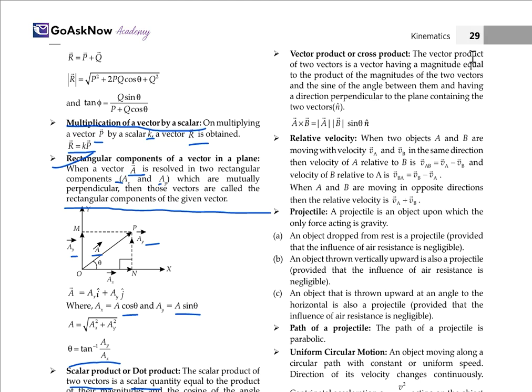Next, we'll move forward with the scalar product and its properties. We know that the scalar product of two mutually perpendicular vectors is 0. The scalar product of two parallel vectors is equal to the product of their magnitudes, in some numerical based question or some derivations as well.